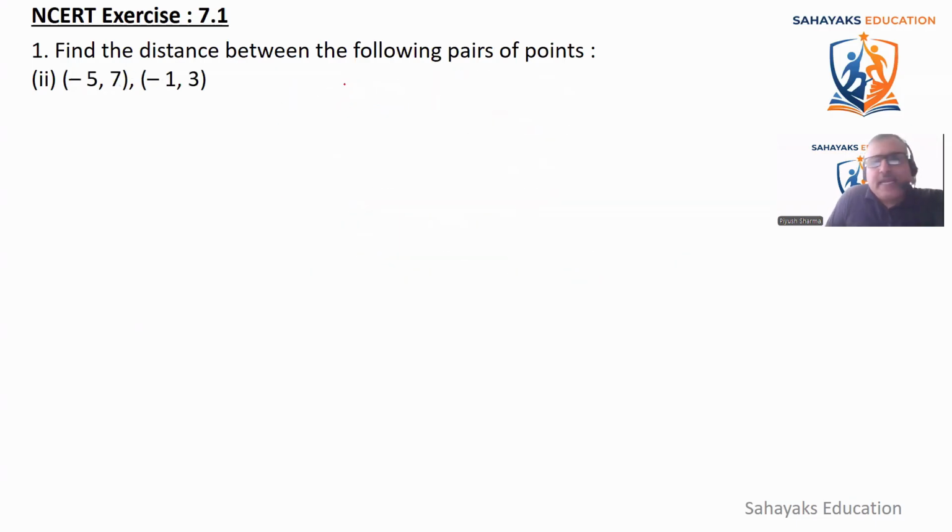Now, these are the points. Again, see, whenever you're doing this question, please write the formula, in 10th standard at least. Even if you make any mistakes in calculation, if you have written the formula, at least you will get some marks, because the teacher will understand that you knew it, but somehow you made some mistake.